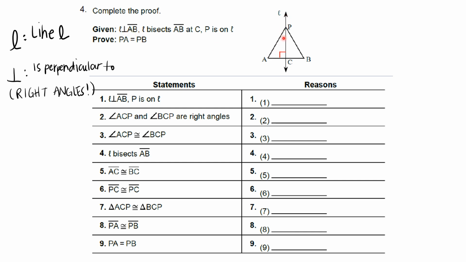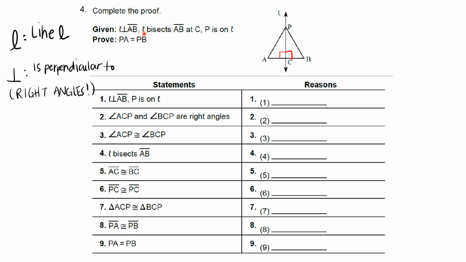So line L, this line in the middle that's going up and down, is perpendicular to the line segment AB. So you can see they've already drawn in the right angle there. There's also a right angle over here on the right. If you want to draw in the right angle over there, you can.